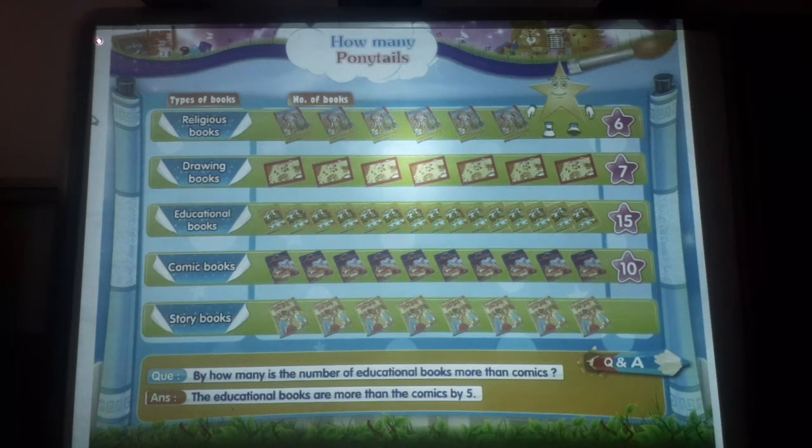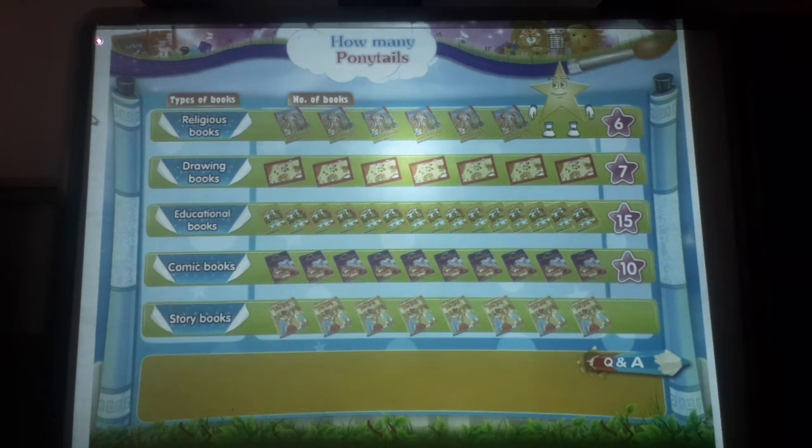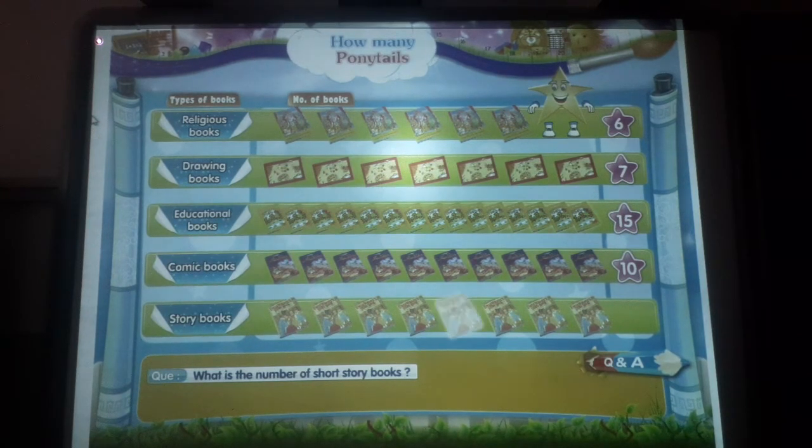Now answer this question. What is the number of short story books? Okay, let's count. 1, 2, 3, 4, 5, 6, 7, 8. Yes, there are 8 short story books.